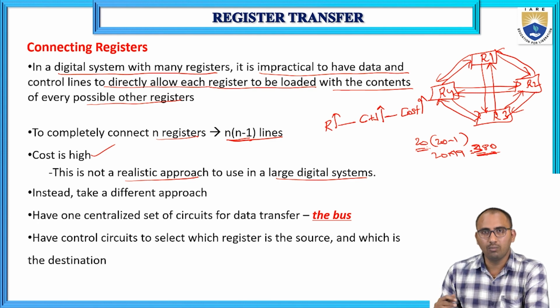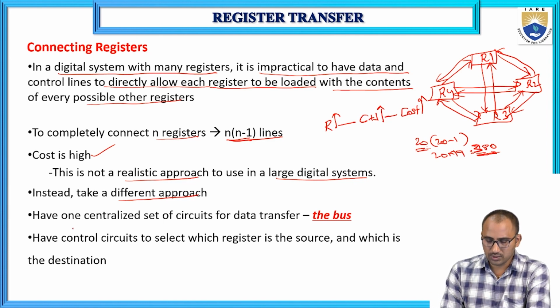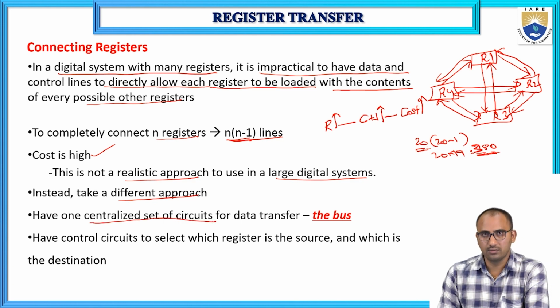If you have more than 20, then the circuit complexity may increase. If the circuit complexity increases, the cost also increases. So that's why this is not a realistic approach, and we have to use a different approach. What is the different approach? Instead of connecting the registers directly with another register, we use a centralized set of circuits for data transfer. That is the bus. Bus means a group of wires used to transfer the data.